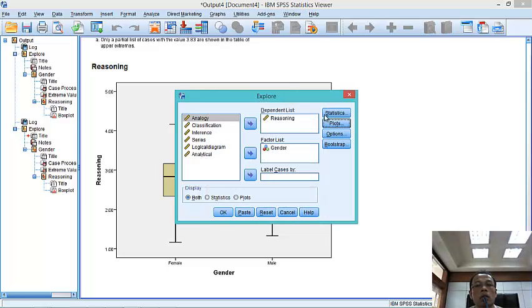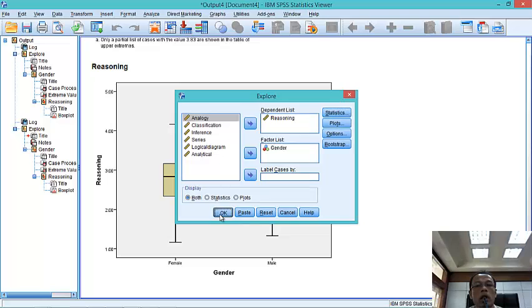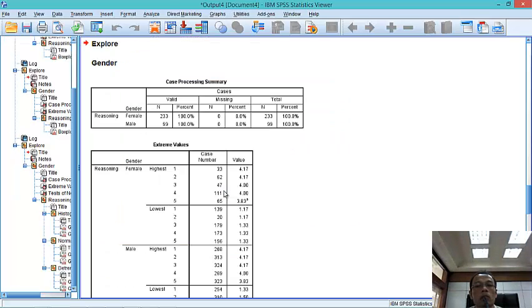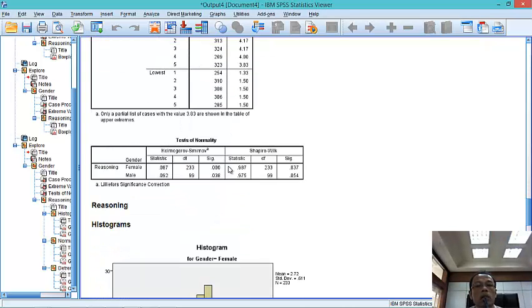Okay, let's see this again. We don't need outliers anymore, so this is okay. Then we click OK. We have got this output. The output that we have to see from the test of normality is this one. Less than this is significant.